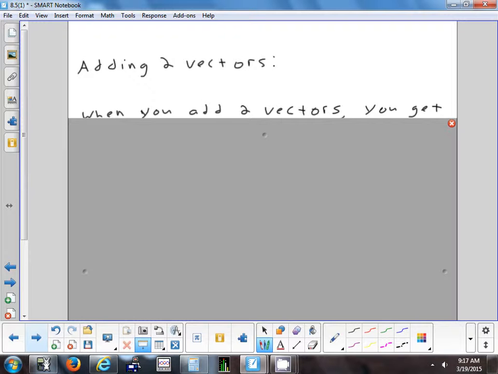All right, so we're going to talk about what happens when you combine vectors. We're going to do addition, subtraction. Later on in the week, or next week, we'll do multiplication. We won't do division. Division of vectors isn't really something that you do. It's not really a defined operation.